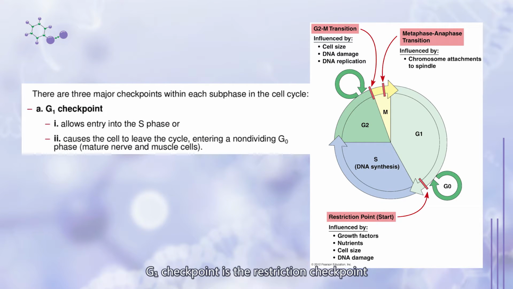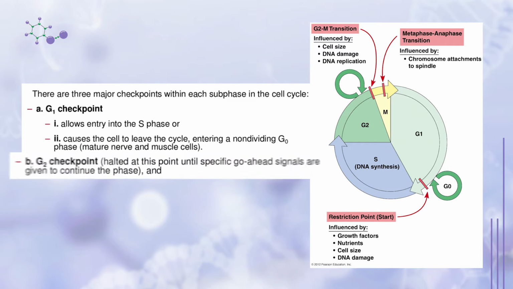The G1 checkpoint is a restriction checkpoint which allows entry into the S phase or causes the cell to leave the cycle, entering a non-dividing G0 phase. It can be influenced by growth factors, nutrients, cell size, and DNA damage. So, it can answer the question, is the environment favorable?